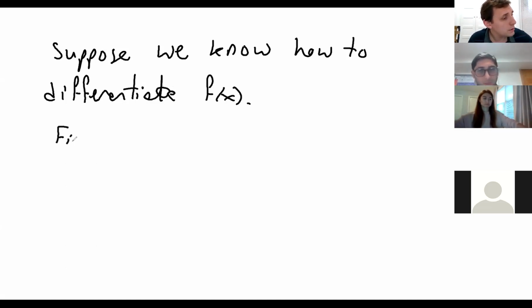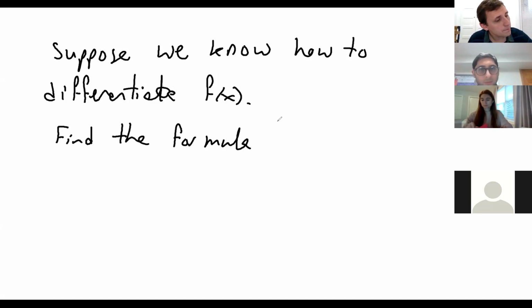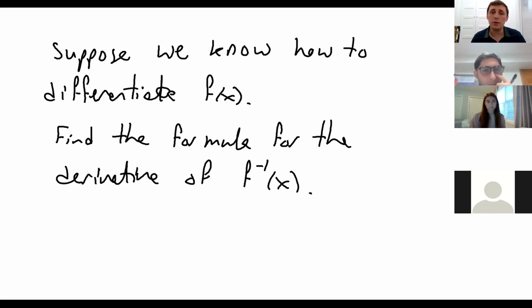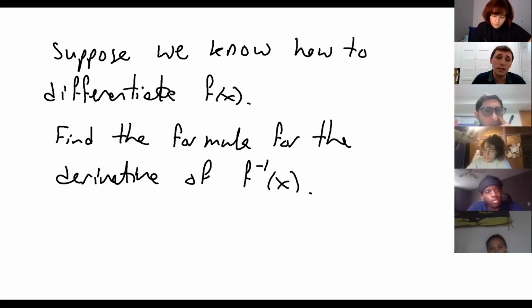Find the formula for the derivative of f inverse x in terms of f naturally. You understand, guys? So we want to come up with a quick formula to differentiate any inverse function without doing a lot of work. Right away, know what to do.